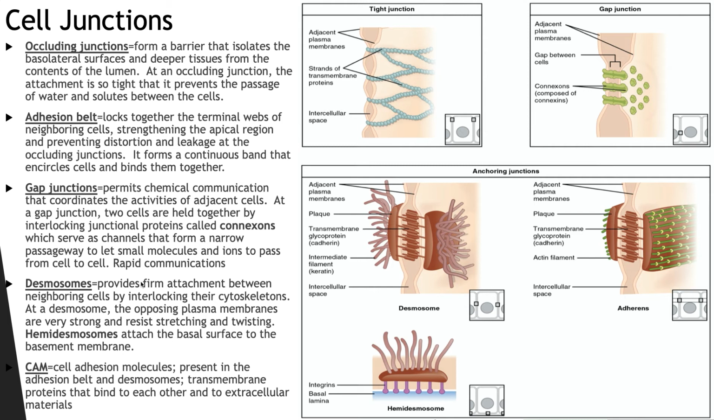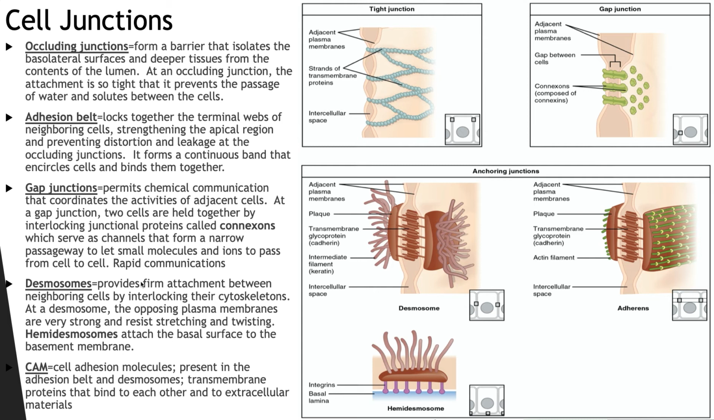2 of the rather more important ones, the gap junctions and the desmosomes. Gap junctions allow chemical communication that helps to coordinate activities with the adjacent cells. It pretty much acts as a messenger system in between these. You have desmosomes, which provide a firm attachment between the neighboring cells by connecting and interlocking cytoskeletons.